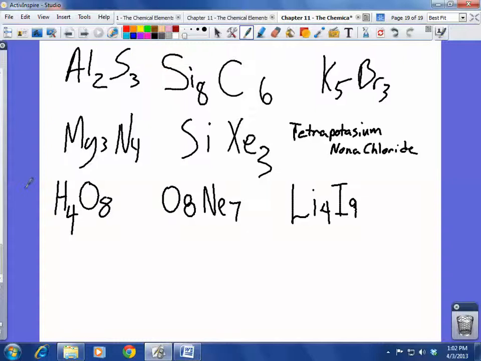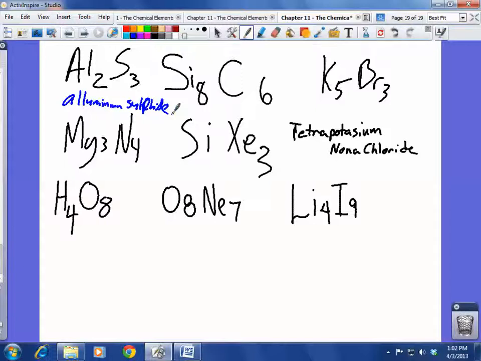Okay. Let's start with mine. Al2S3. So aluminum and sulfur. Aluminum sulfide, because I have a metal and a nonmetal. So aluminum sulfide. Oh, that's definitely not how you spell sulfide. All right.